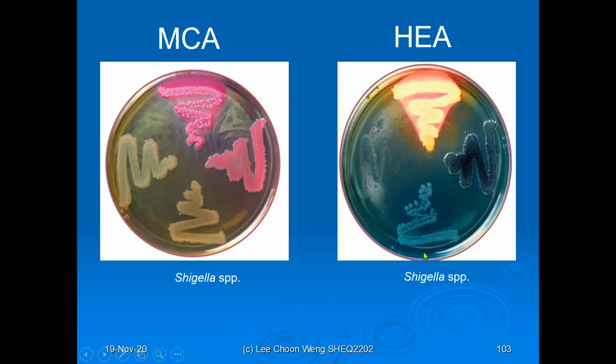So here you can see between these two non-lactose fermenters on HEA, Shigella doesn't produce hydrogen sulfide. So there are no black precipitates on its colonies.